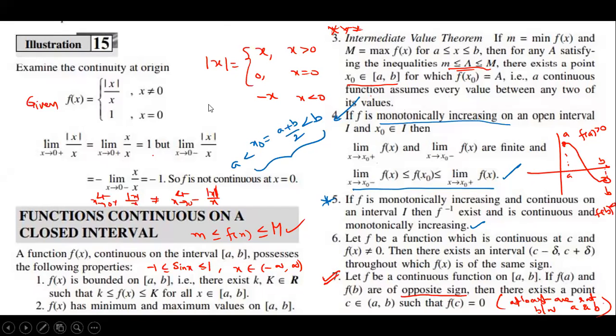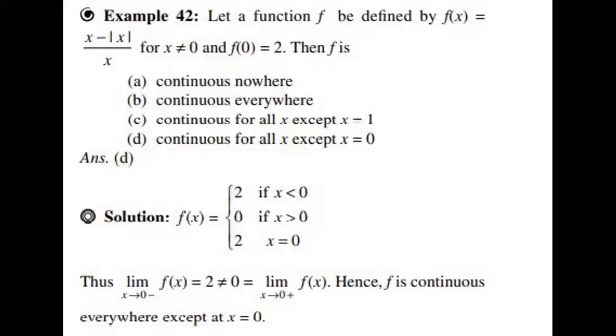Now, let's discuss some questions. Get ready. Dear students, which of the following options is true?